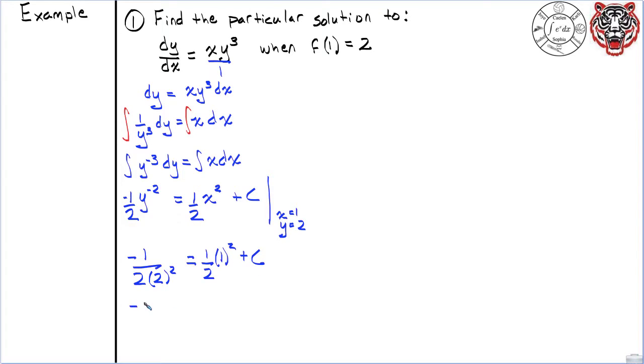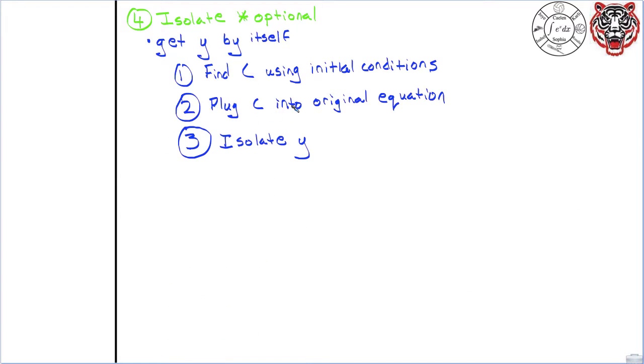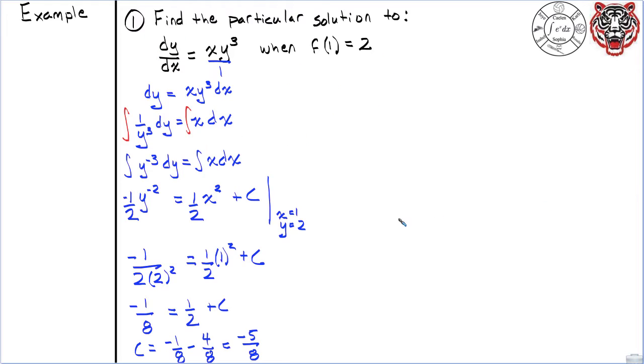So I'm going to simplify this. It's going to be negative 1 over 2 squared, which is 4, times 2 is 8. Negative 1/8 is equal to 1/2 plus c. I'm going to subtract the 1/2 over, so c is equal to negative 1/8, and I'm going to subtract that 1/2, but I'm going to say that that's 4/8. So I have like denominators, so that means c is actually equal to negative 5/8. So I solved for c. I did step 1. Now I need to plug c back into the original equation.